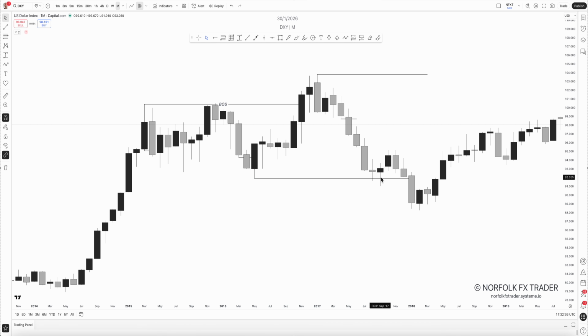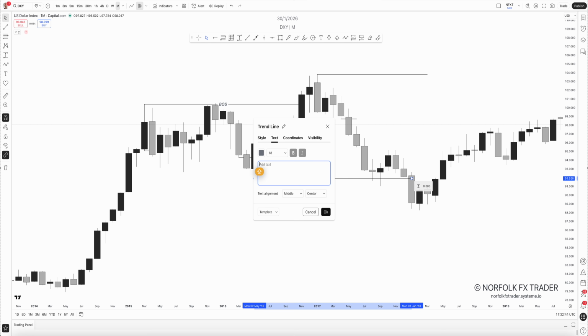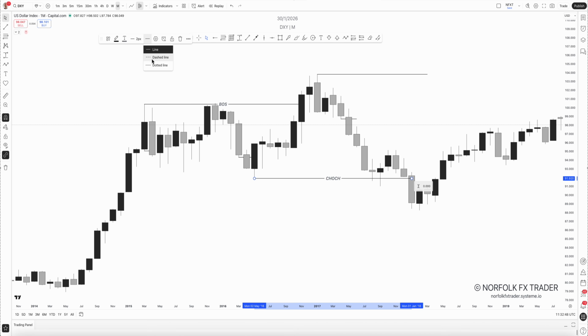Now again, this is just a wick through. It's not a valid break of structure, but this candle pushing to the downside is. This is a break of structure, but it is also classed as a change of character. Let me map this up as a dashed line. It's a change of character because we've gone from a bullish bias on the monthly to a bearish move.